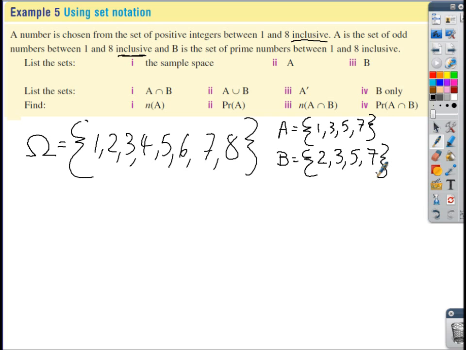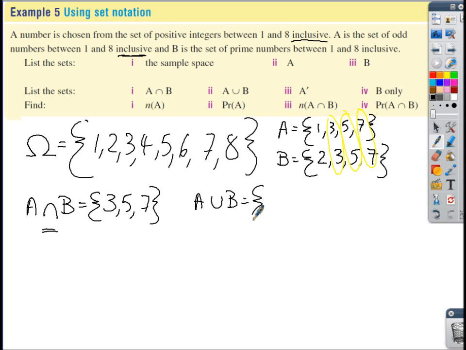Now let's list the set A intersection B. So remember, when we're looking at the intersection, we're looking at the overlap. We're looking at elements that are in both. So 3 is in both, 5 is in both, 7 is in both. So A intersection B has 3, 5 and 7 in it. A union B is going to have any number that's in either set in it. So it'll have 1, 2, 3, 5, and 7.